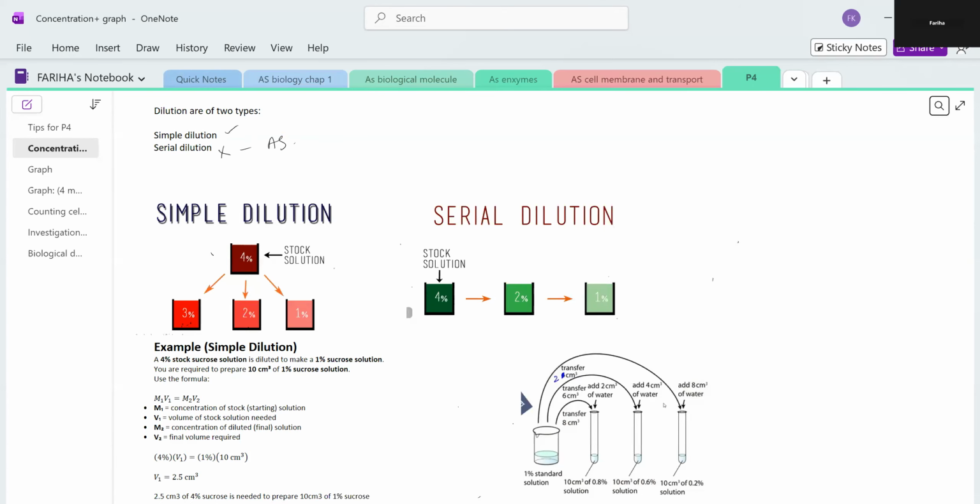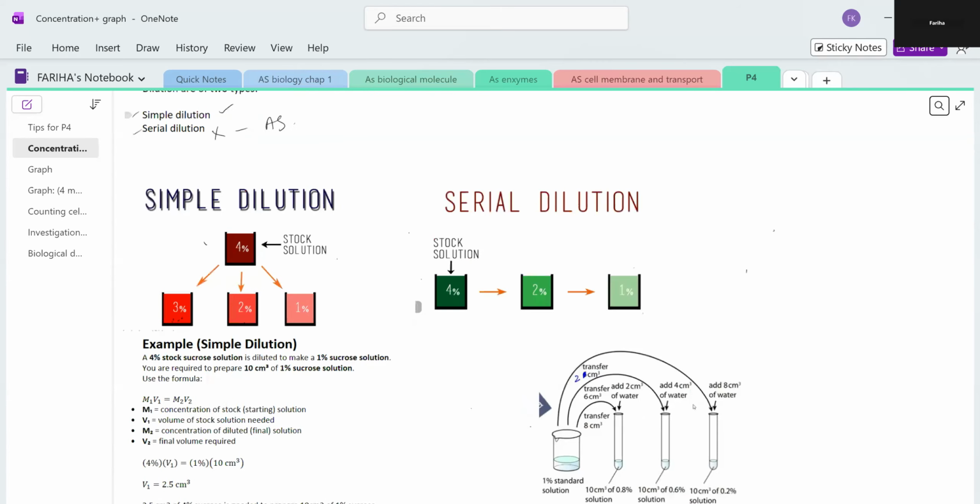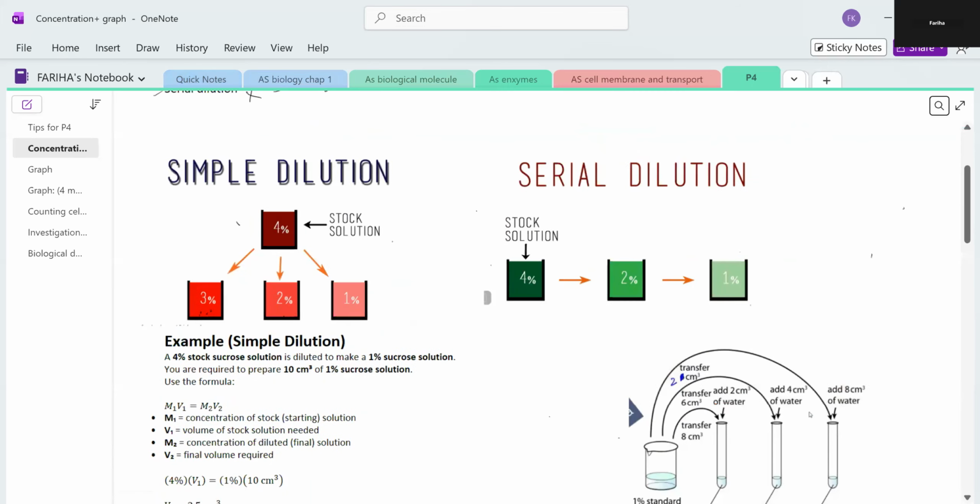Okay. So there are two different types of dilutions. Number one is simple dilution. Number two is serial dilution. Now, what is the meaning of simple dilution and what is the meaning of serial dilution?